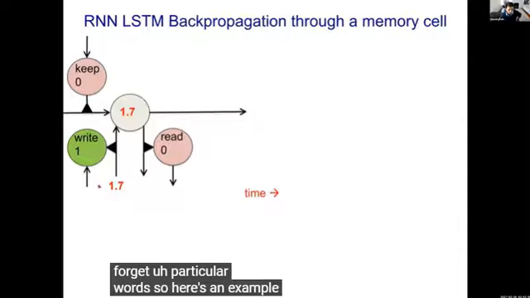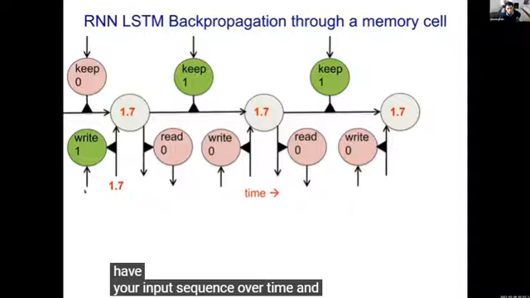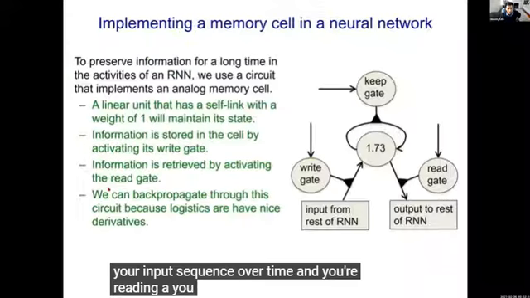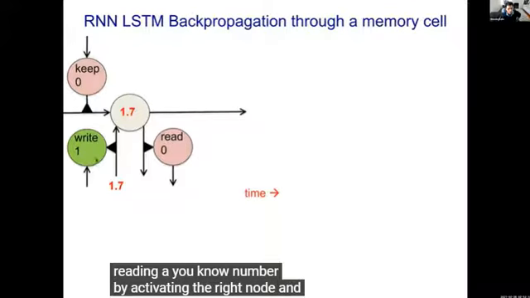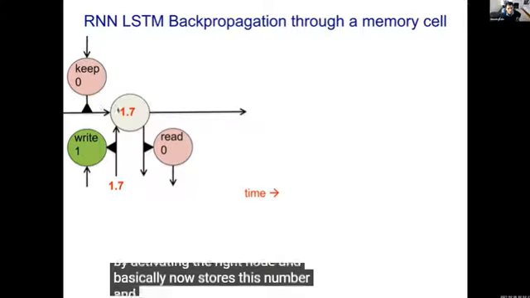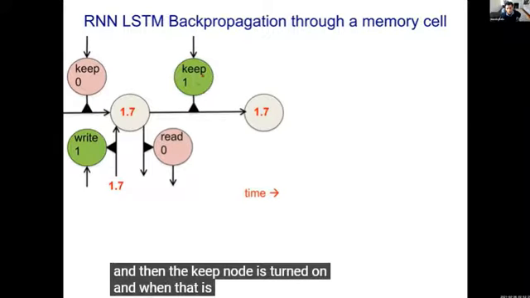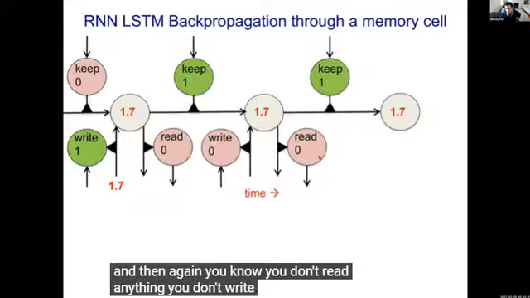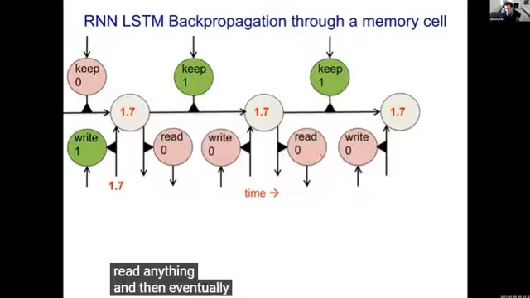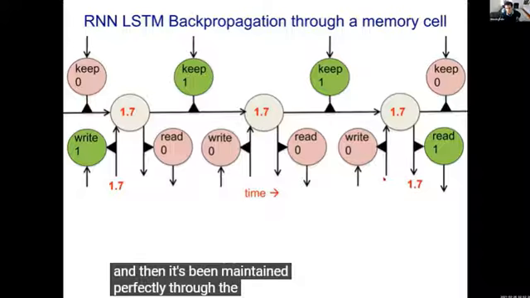So here's an example. You basically have your input sequence over time, and you're reading a number by activating the right node, and basically now it stores this number, and then the keep node is turned on. And when that is turned on, you don't just decay, but you maintain it perfectly. And then again, you don't read anything, you don't write anything. And then eventually you want to read it, and then it's been maintained perfectly through the network.